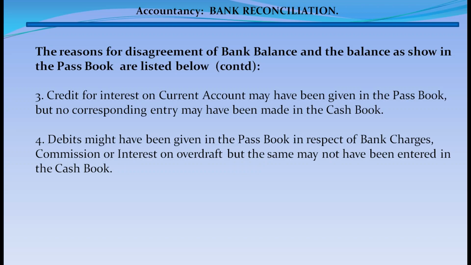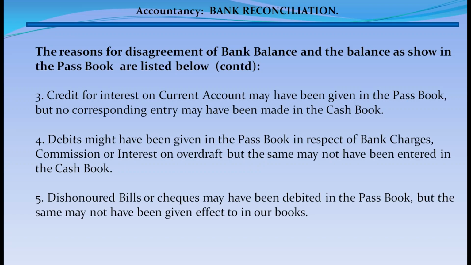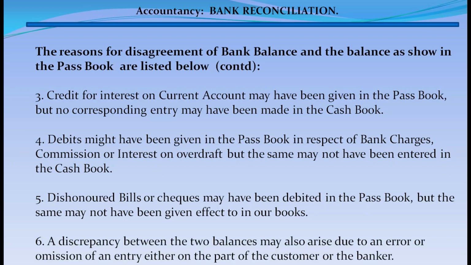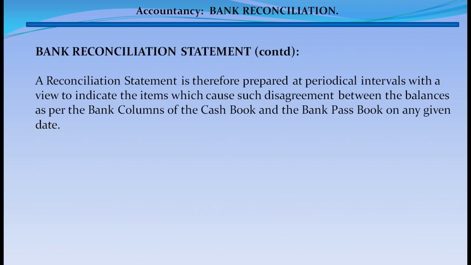4. Debit might have been given in the passbook in respect of bank charges, commission or interest on overdraft, but the same may not have been entered in the cash book. 5. Dishonored bills or checks may have been debited in the passbook, but the same may not have been given effect in our books. 6. A discrepancy between the two balances may also arise due to an error or omission of an entry either on the part of the customer or by the banker.